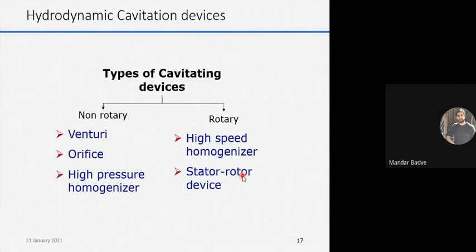So we will be talking mostly about the venturi based cavitation devices, orifice based, and the stator rotor devices in the case studies, right? So my focus for today's talk is only to talk about the effectiveness of hydrodynamic cavitation for the water treatment or wastewater treatment application. So we'll be focusing only on those today.